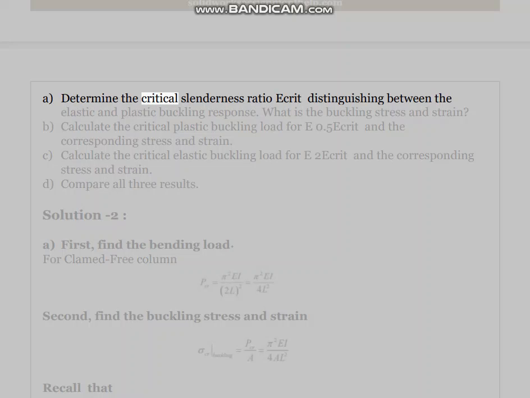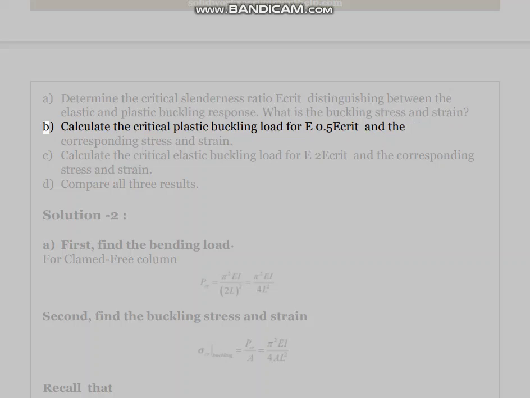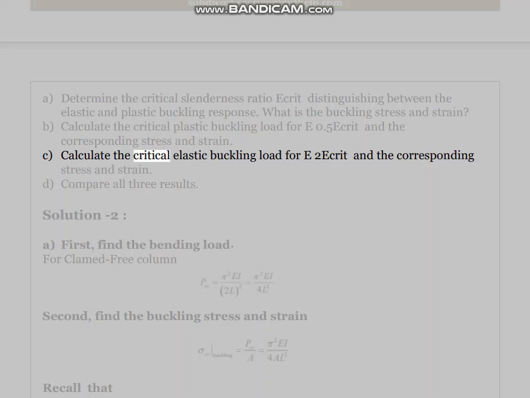A. Determine the critical slenderness ratio distinguishing between the elastic and plastic buckling response. What is the buckling stress and strain? B. Calculate the critical plastic buckling load for epsilon equals 0.5 epsilon crit and the corresponding stress and strain. C. Calculate the critical elastic buckling load for epsilon equals 2 epsilon crit and the corresponding stress and strain. D. Compare all three results.